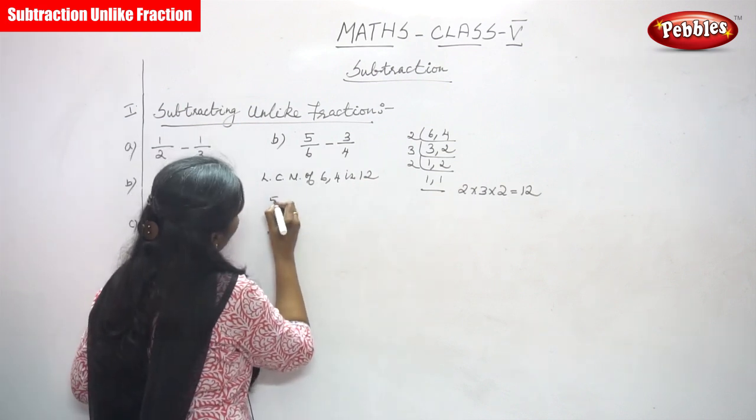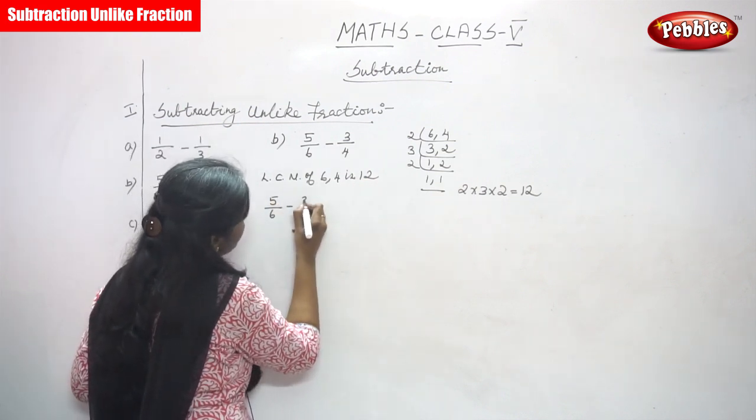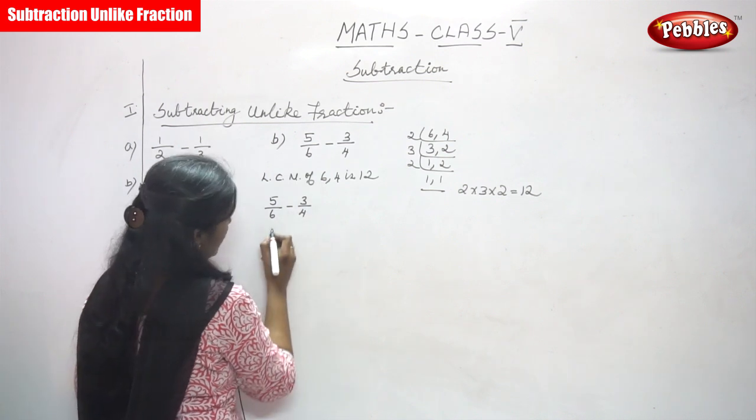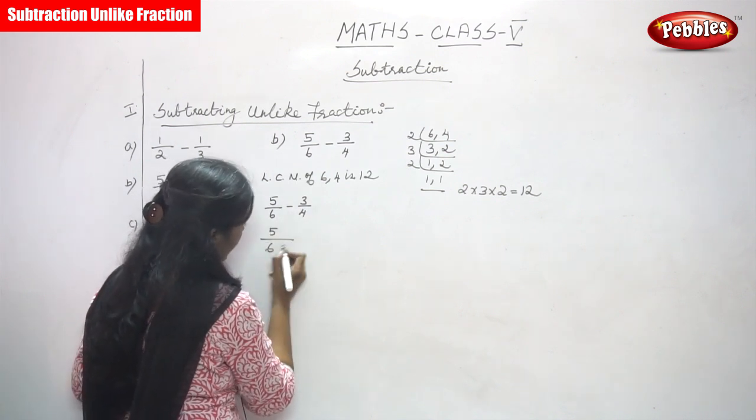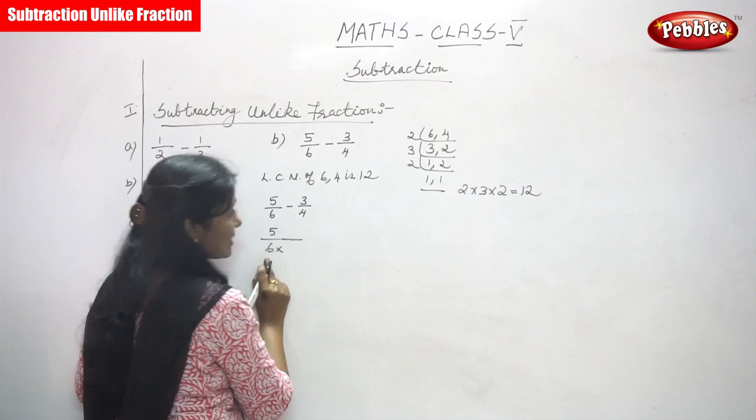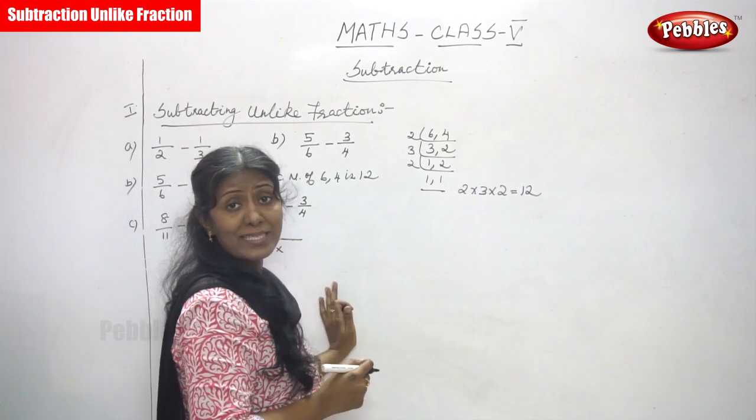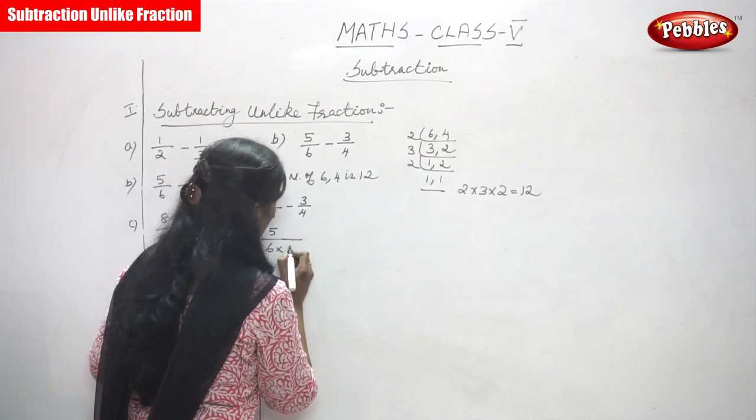So 5 by 6 minus 3 by 4 is the question. So 5 by 6, I have to make this 6 as what? 12, because 12 is the LCM. So I have to multiply the denominator by 2.